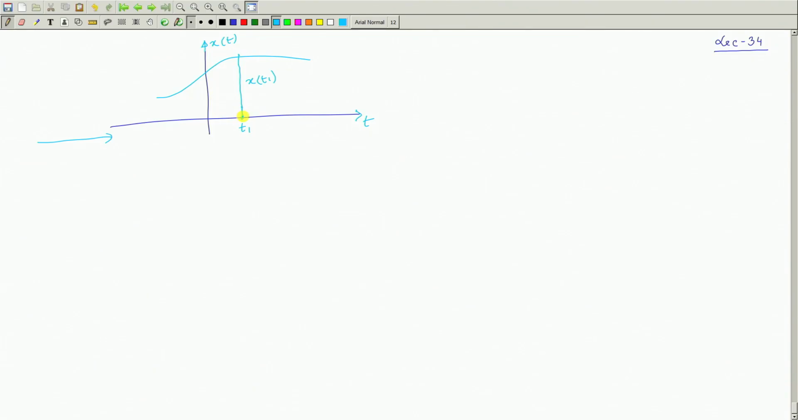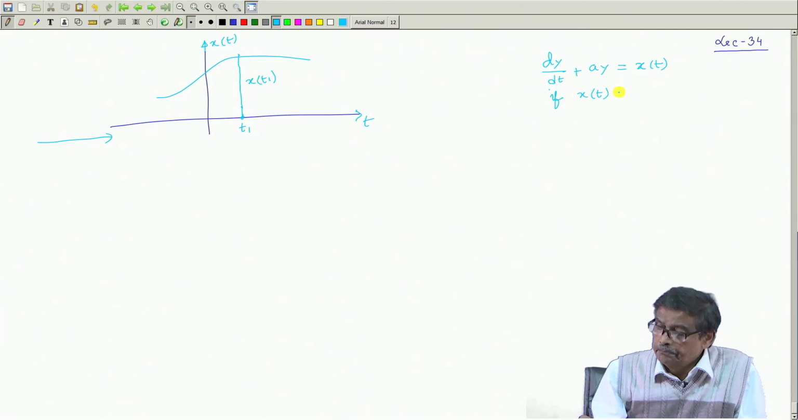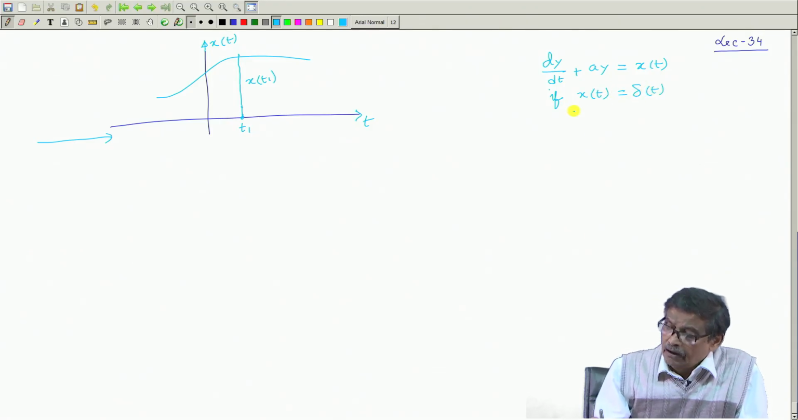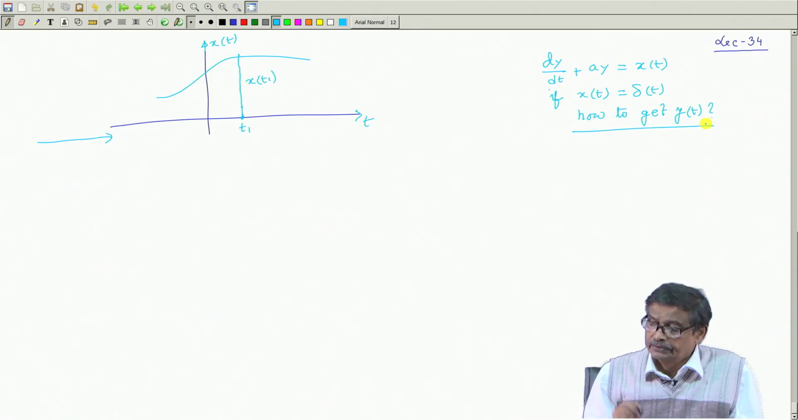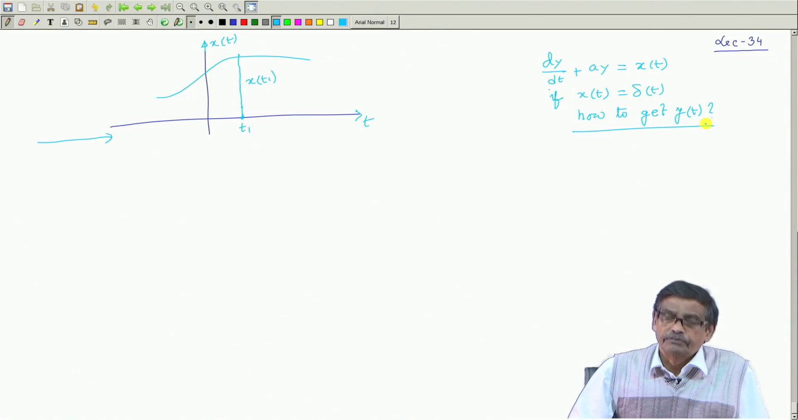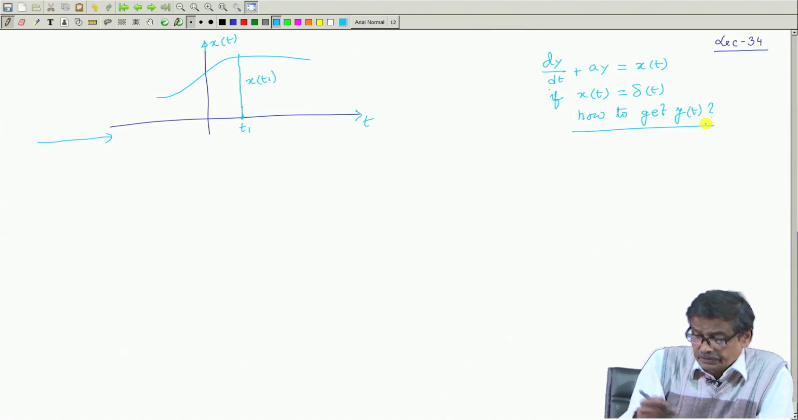For each value of time you have some value, but if your differential equation is of this type, for example, dy/dt plus a y, a first order differential equation, and this is x(t) in general, but if x(t) is an impulse function delta t, how to get y(t)? This is the question asked, because delta t is a very peculiar function.